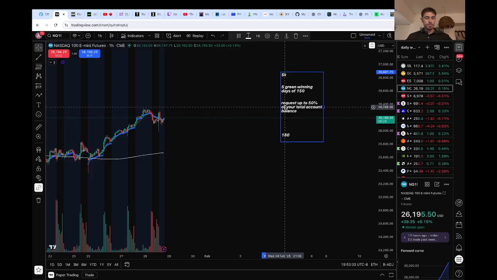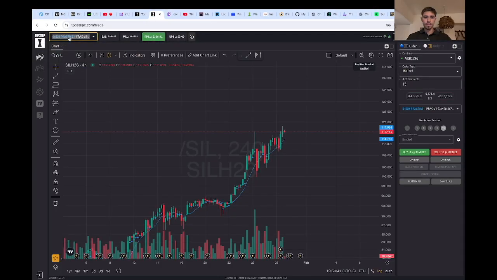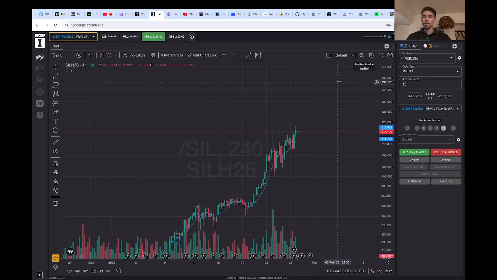And what else? Let's see. How does the TopStep platform work once you are on it? So let me show you guys. I'm here on a practice account. And when you are on TopStep, the only platform you could use is TopStep. Other prop firms allow you to use other brokers such as Tradovate and other brokers.